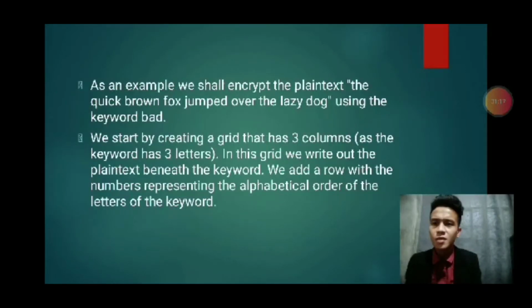As an example, we shall encrypt the plain text "the quick brown fox jumped over the lazy dog" using the keyword BAD. We start by creating a grid that has 3 columns, as the keyword has 3 letters. In this grid, we will write out the plain text beneath the keyword. We add a row with the numbers representing the alphabetical order of the letters of the keyword.